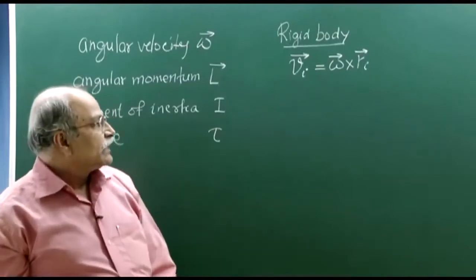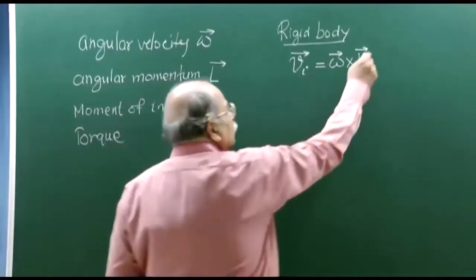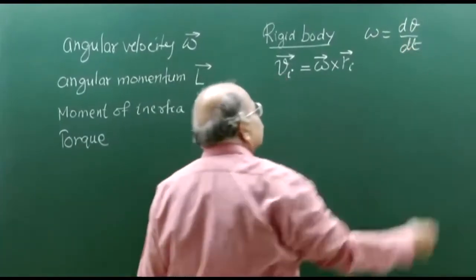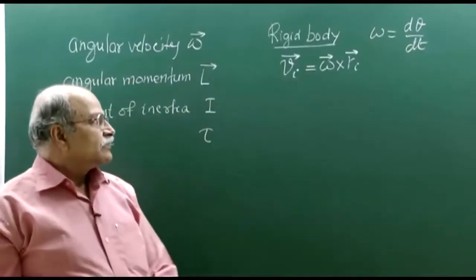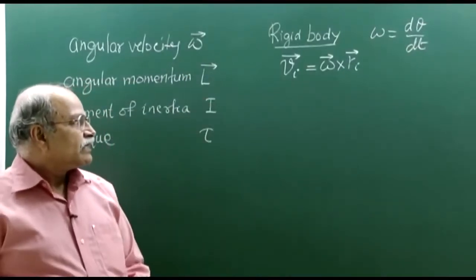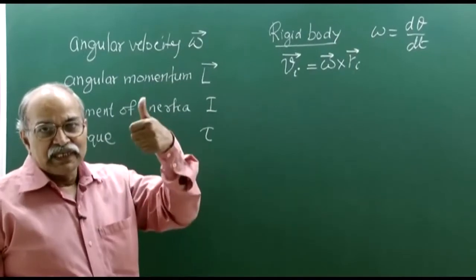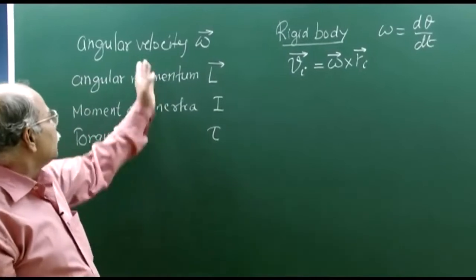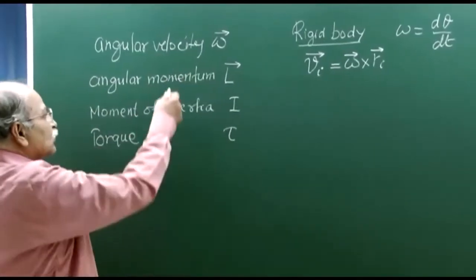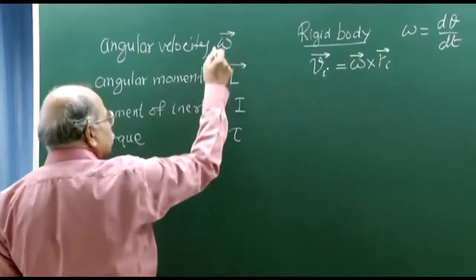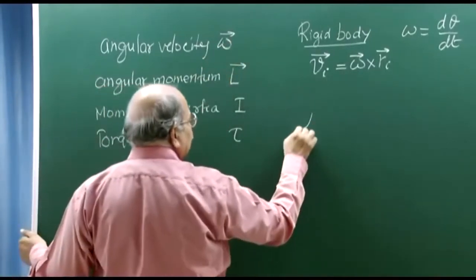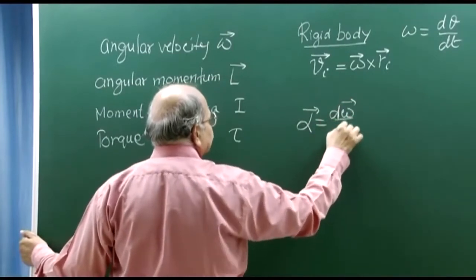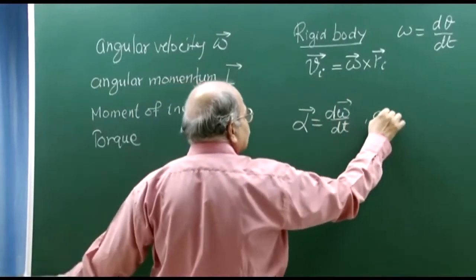You just write the magnitude of angular velocity omega as d theta dt, and the direction is along the axis. If things are rotating anti-clockwise, it is towards the viewer; if clockwise, opposite to the viewer. So, that is angular velocity omega. Then you also have angular acceleration. With this you can define angular acceleration alpha, which is d omega dt.